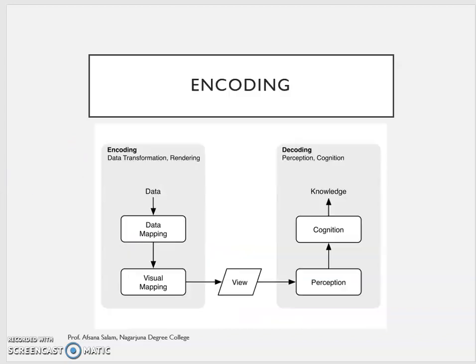If you ask what encoding is, the data which is being collected will be mapped, visually mapped, and this will convert your information. If I say ABC is the code which I have fixed and I'm sending that to you, that will be mapped and viewed in a different form, and decoding will happen depending on the perception and the need of the individual person.